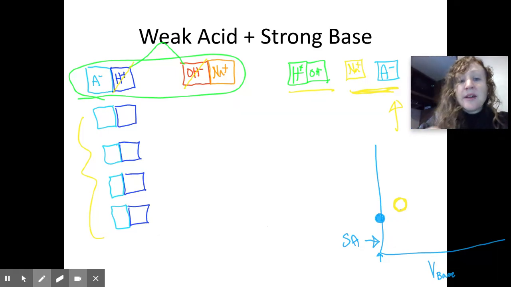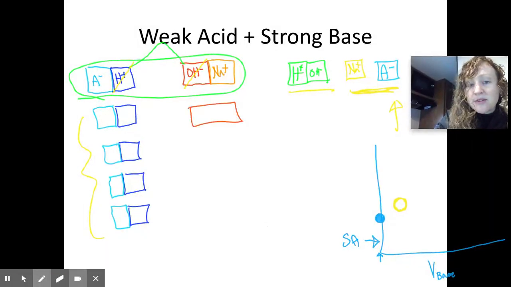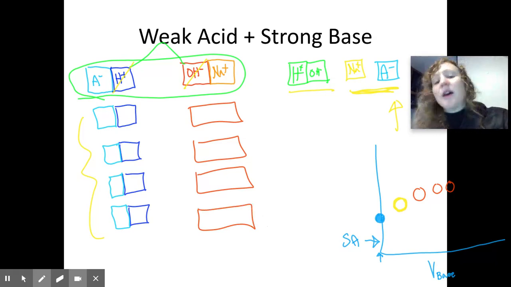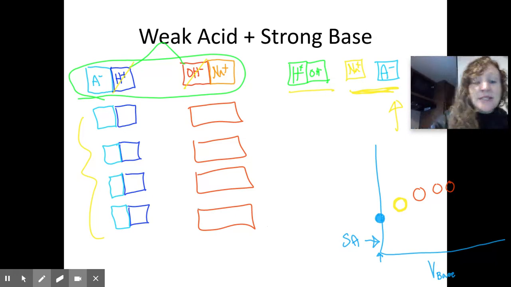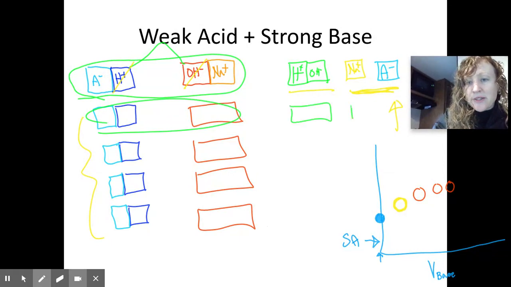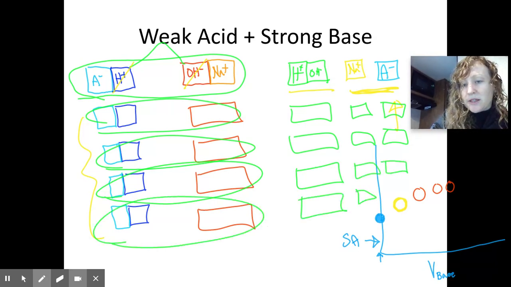And that's going to happen until you add enough of your strong base, right? It reacts, pH rises slightly. You add more strong base, it reacts, pH rises slightly. You add more strong base, it reacts. All of a sudden, you don't have your weak acid present anymore. It's going to react, turn into water, sodium ion, conjugate base, right?